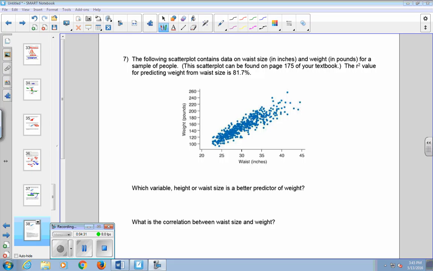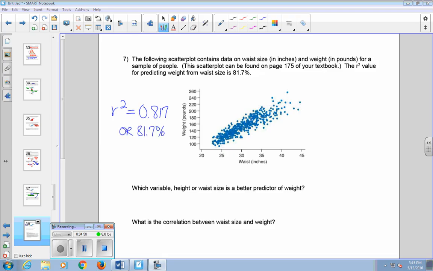Okay, so number 7, the following scatter plot contains data on waist size, given in inches, and the weight in pounds for a sample of people. This scatter plot can also be found in your textbook, on page 175. The r squared value for predicting weight from waist size is 81.7%. R squared is 0.817 or 81.7%.